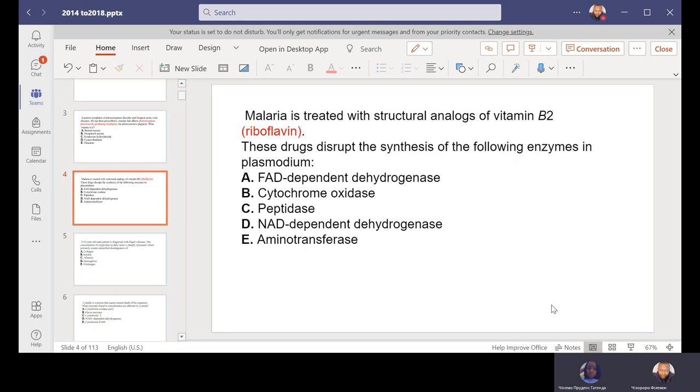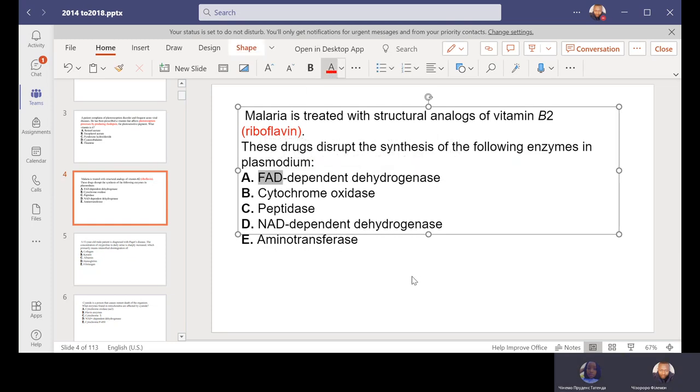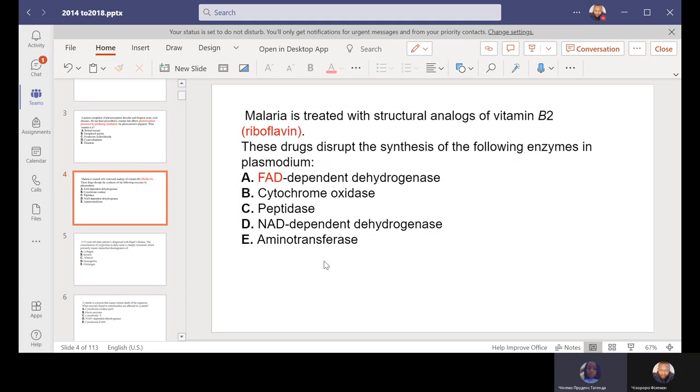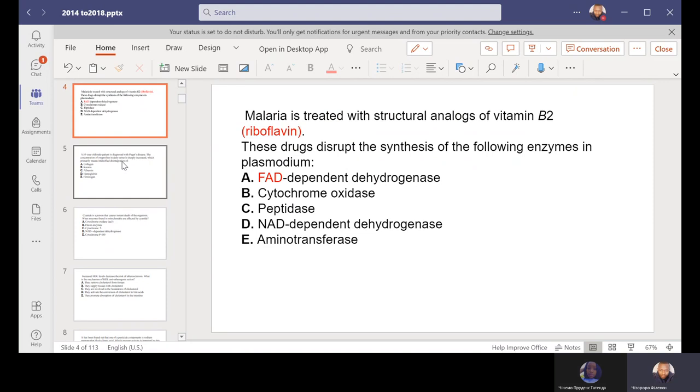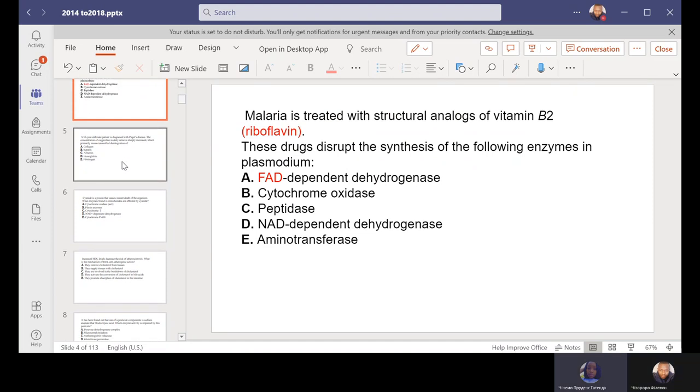Flavin adenine dinucleotide. Simply FAD, like this. Okay. So it's straightforward if you just know. Also, this one: you have the hint in flavin. Flavin-dependent dehydrogenase.